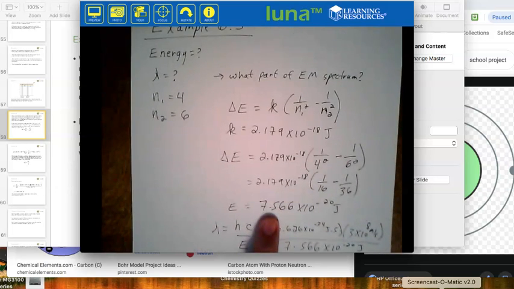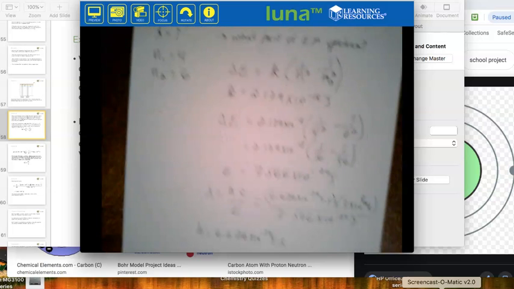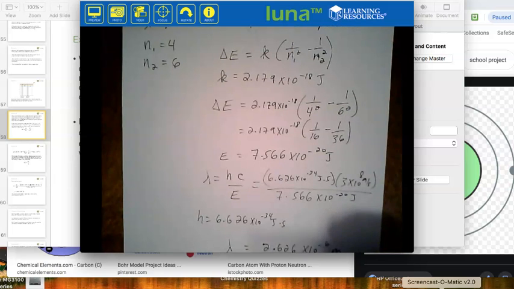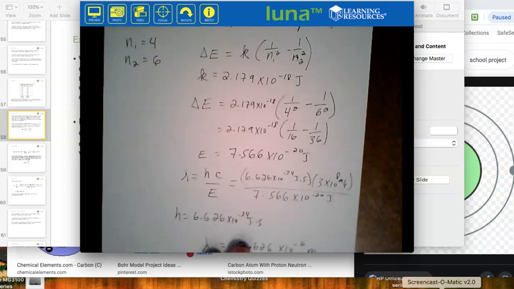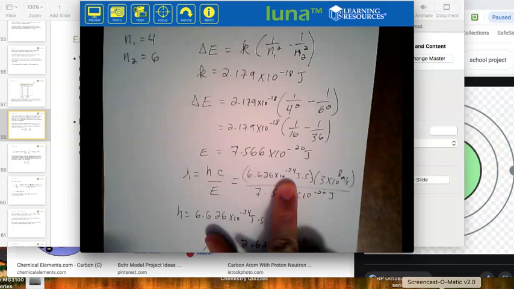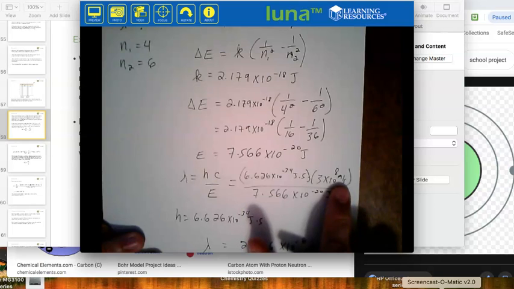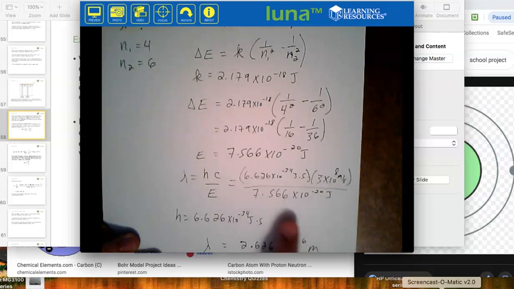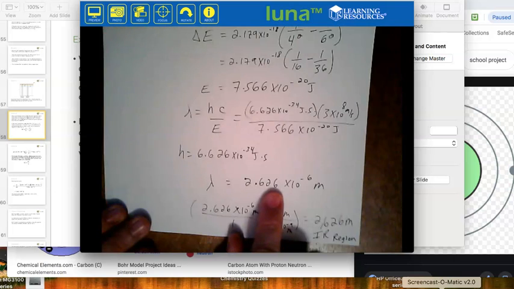The second part of the question asks us to find the wavelength. The wavelength is equal to Planck's constant times the speed of light divided by the energy. So I plugged in Planck's constant, 6.626 times 10 to the negative 34th joule-seconds, times the speed of light, which is 3 times 10 to the 8th meters per second, divided by the energy value that we got. And for the wavelength, we get 2.626 times 10 to the negative 6 meters.